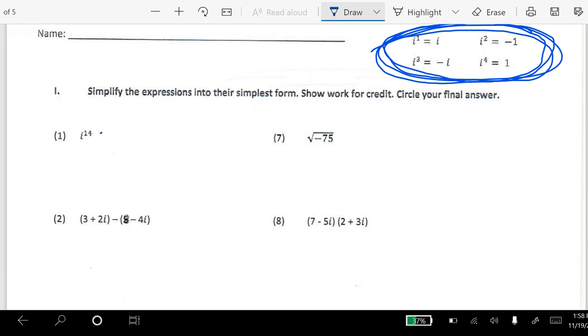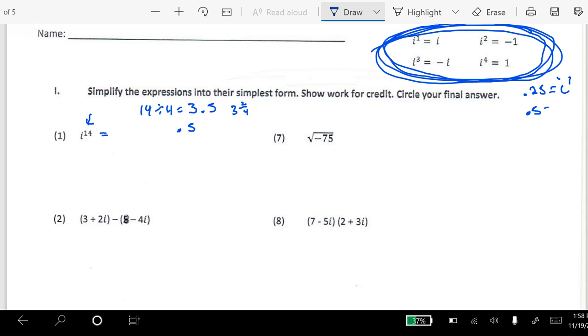And for this one, whenever the exponent is not a 4, you want to divide by 4. So you're going to take that 14 and divide it by 4. When you do 14 divided by 4, that's going to be 3.5. So again, whenever it's 0.5, that means the remainder is 2, or 2/4, 3 and 2/4. So that means you want to put it as I to the second power. Again, whatever that remainder is, you can write that for yourself. Again, if it's 0.25, it's going to be I to the first.